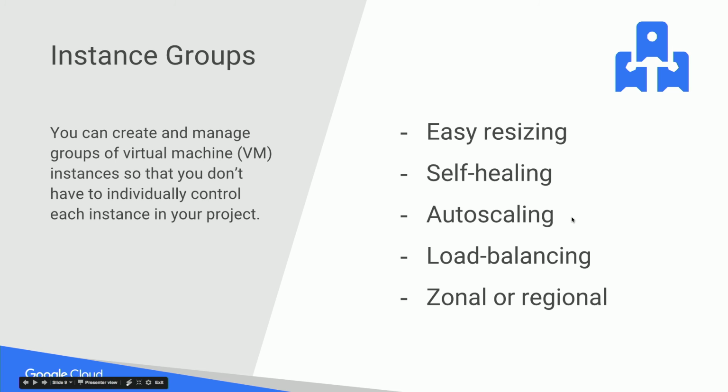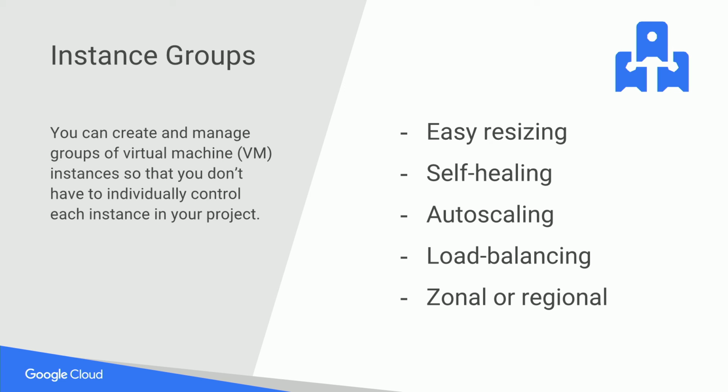We saw auto-scaling, and this can be based on CPU utilization. It can be based on requests per second if it's HTTP load balancing, or it can be based on custom Stackdriver metrics. So you can basically see how the machines are being used, and once they exceed an average utilization, you can add additional instances. This also scales down.